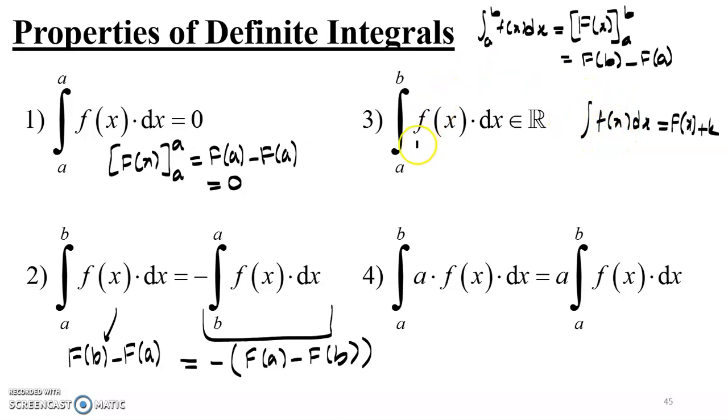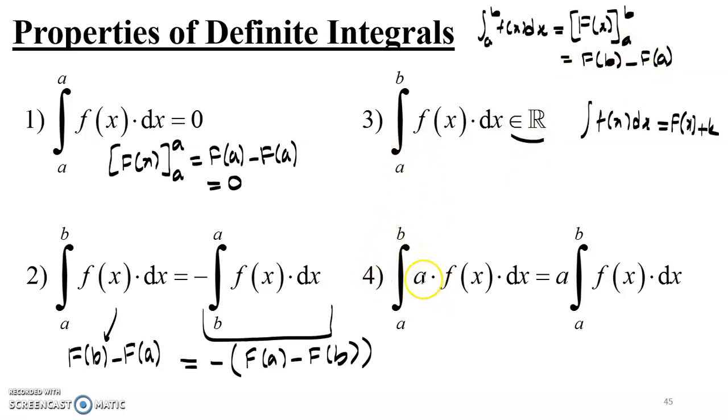However, when we evaluate that integral over an interval between a and b, that would end up giving us a real number, because we're evaluating the antiderivative at the upper bound minus the antiderivative at the lower bound. So F of b is real and F of a is a real number. Consequently, F of b minus F of a is in fact a real number.